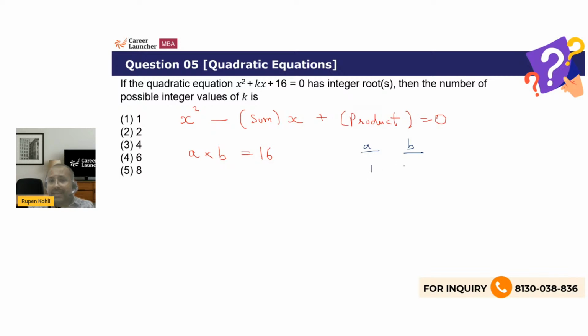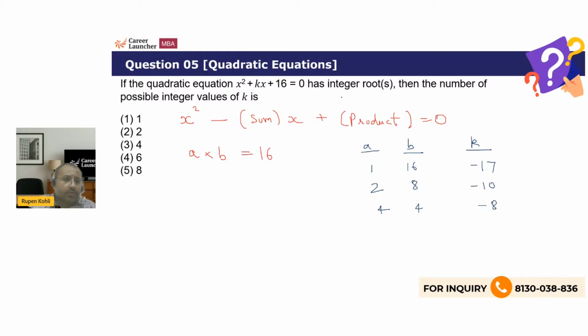So if a is 1, b is 16. What will be the value of k? Minus 17, right? Negative of the sum of roots is the value of k. We can do 2 and 8. We can do 4 and 4 also. So 2 and 8, so minus 10. 4 and 4, so minus 8, right?